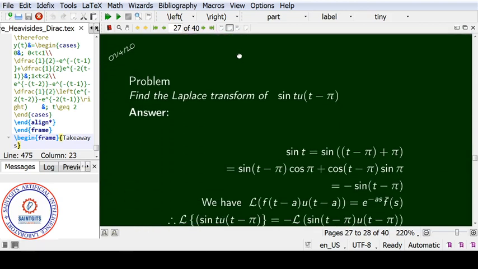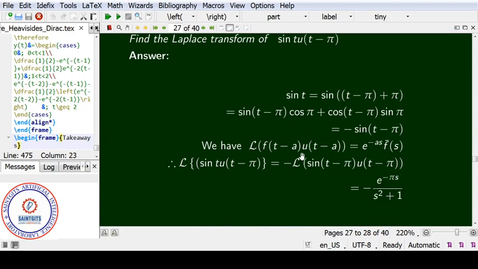Okay, we move on to the next problem. Find the Laplace transform of sin t into u of t minus pi. It is more straightforward. We have to replace t by t minus pi plus pi. That's all. Sin t is equal to sin of t minus pi plus pi. We can use the sin a plus b result: sin a cos b plus cos a sin b. But sin pi is equal to 0, cos pi is equal to minus 1. So this sin t becomes minus sin of t minus pi.